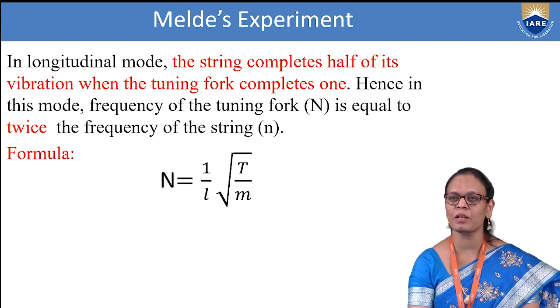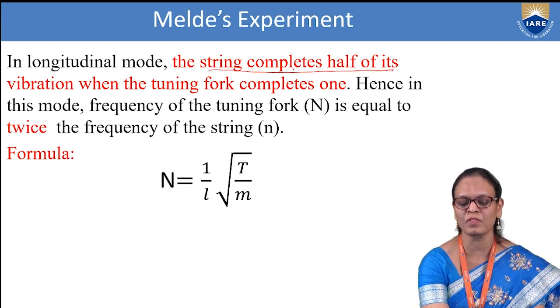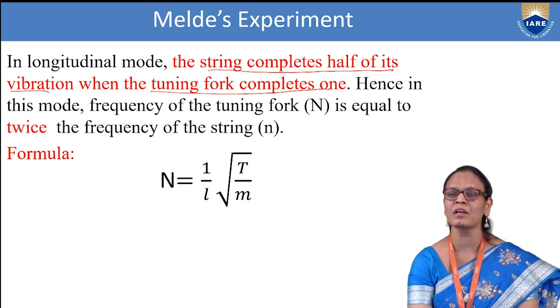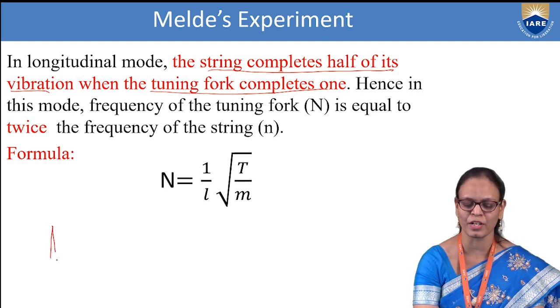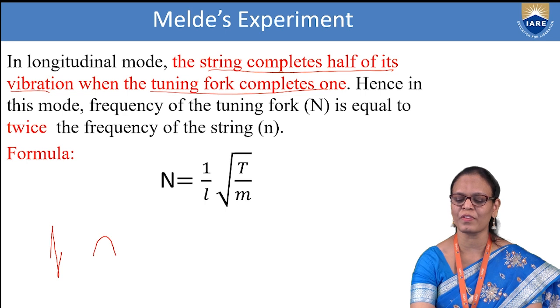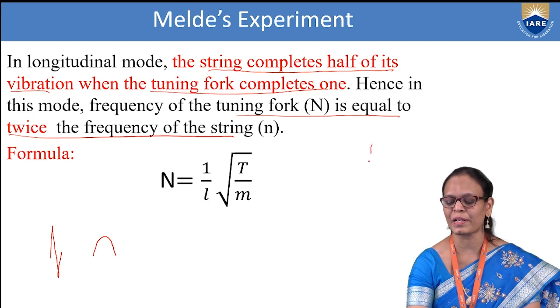Now in longitudinal mode, what happens? The string completes half the vibration when the tuning fork completes one. That is the difference between longitudinal and transverse. By the time the tuning fork completes one vibration, the string is completing only half the vibration. Therefore, the frequency of the tuning fork is equal to twice the frequency of the string. So, capital N here will be equal to 2n.